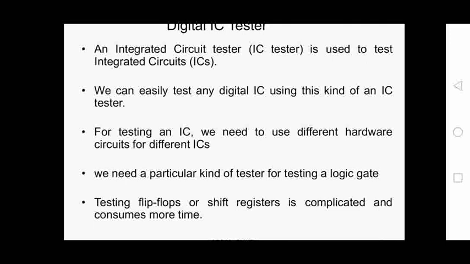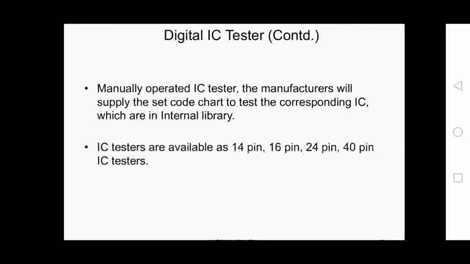If you have simple logic gates, you can check them by using a simple logic IC tester. If you are going for shift registers and counters, then you will have a complex structure, and it will consume more time for the digital IC tester to perform testing. You will have either a manually operated IC tester or an automatic one. In a manually operated IC tester, the manufacturer will supply the set code chart to test the corresponding IC, which is in the internal library.